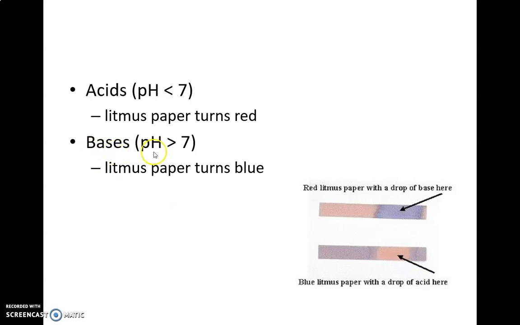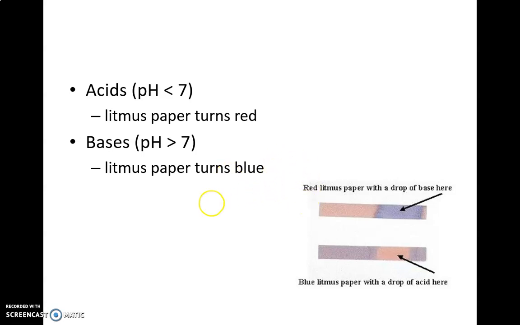Also, bases that have a pH of greater than 7, because that's where they're found on the pH scale, are going to turn litmus paper blue. So you can see this red litmus paper here was tested with a base in this area, and it turned the red litmus paper blue. So I've got it narrowed down to some pretty basics. Acids turn litmus paper red, bases turn litmus paper blue. And that's all you got to know for these types of tests.